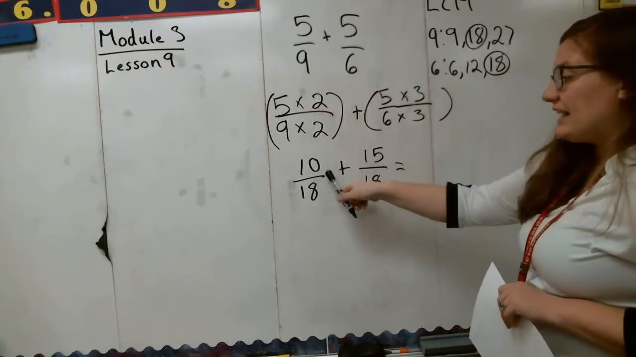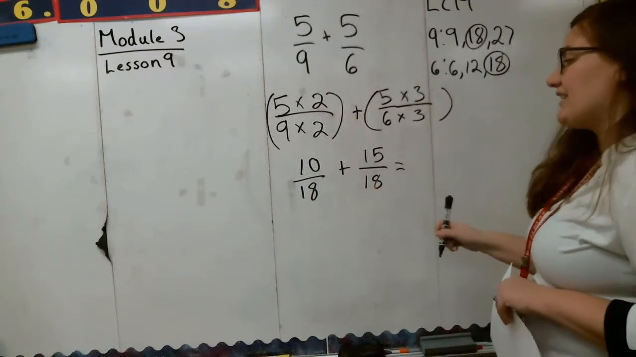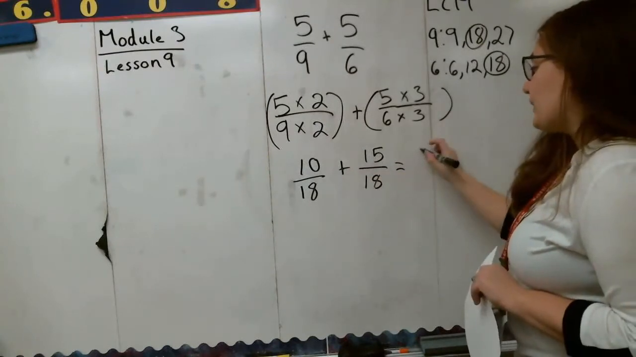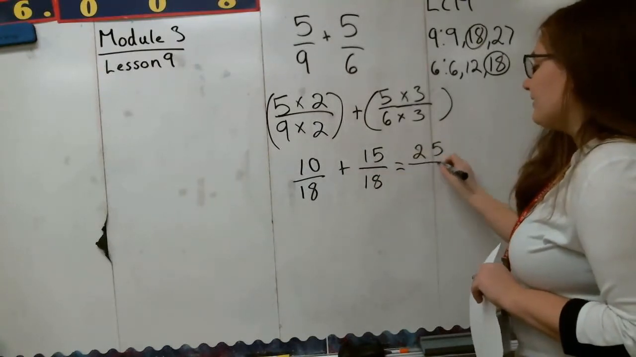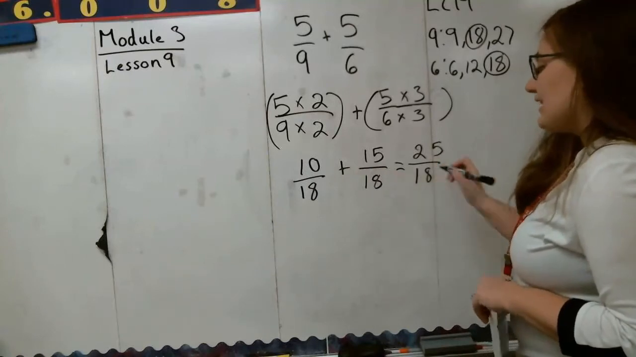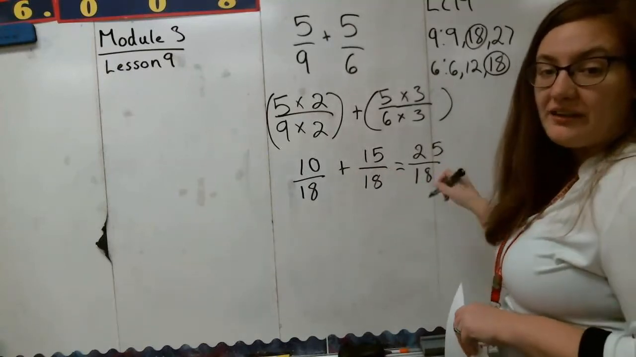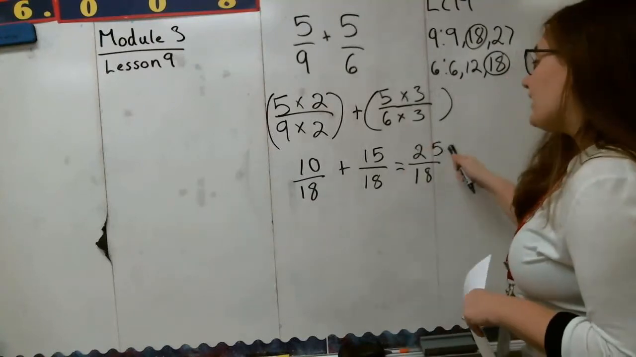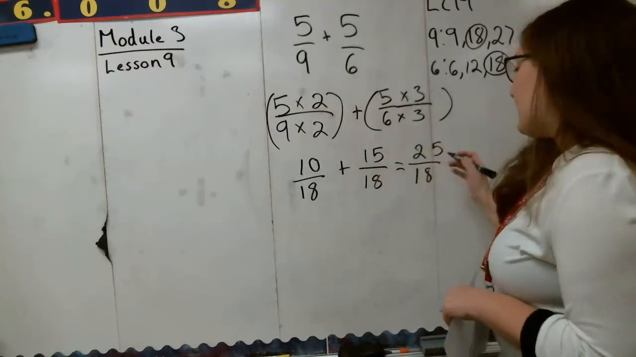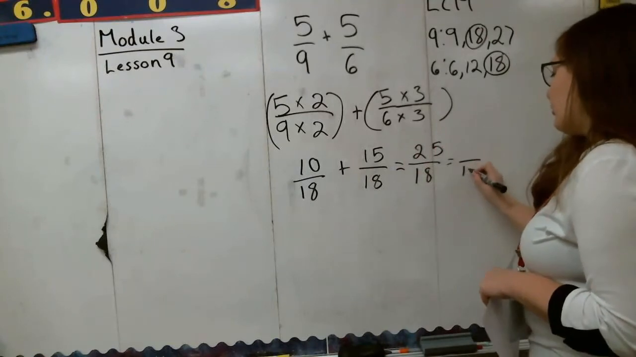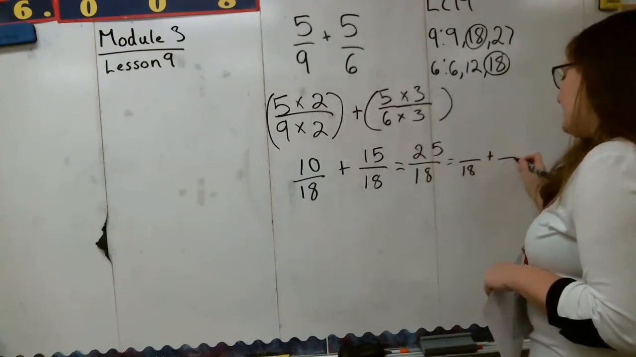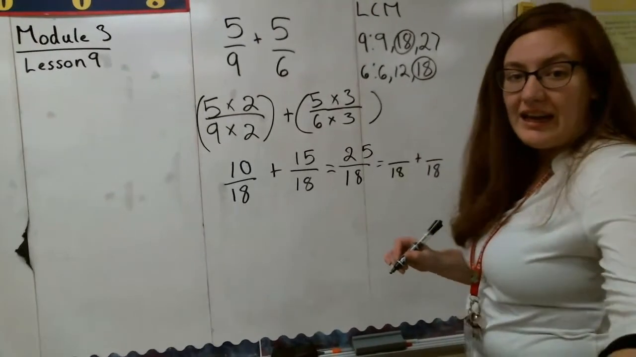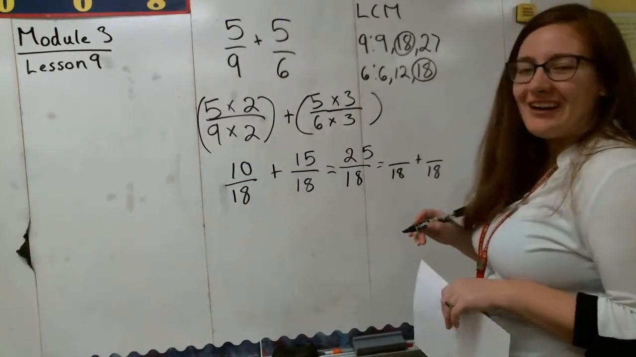So now we're going to be adding 10/18ths plus 15/18ths. So we're going to add 10 plus 15. That gives me 25/18ths, because remember my denominator is not going to change. So I have 25/18ths, and this is an improper fraction because my numerator is larger than my denominator. So we're going to write that addition problem to help us create that equivalent, or that proper fraction.